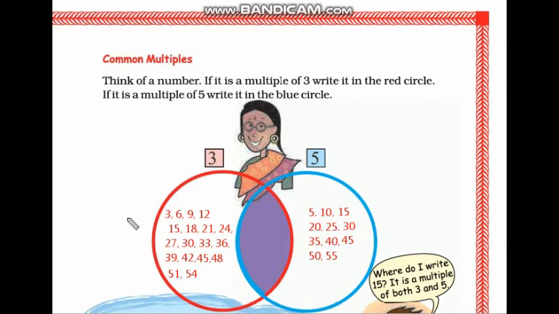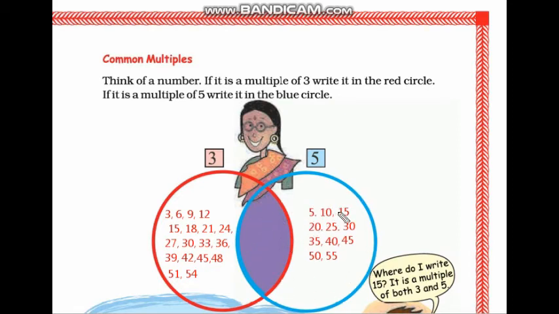That means here I have written the numbers which are divisible by 3, and after 54 also we can write more numbers which are divisible by 3, but we have written here up to 54. So 51, 54 and so on. Here I have written the multiples of 5. So 5, 10, 15, 20, 25, 30, 35, 40, 45, 50 and 55. So here it is just like a table of 5.